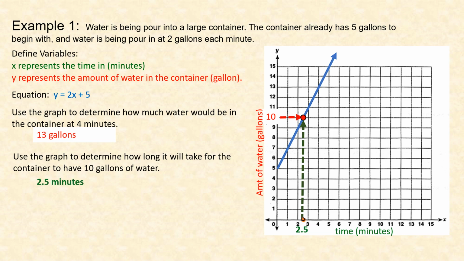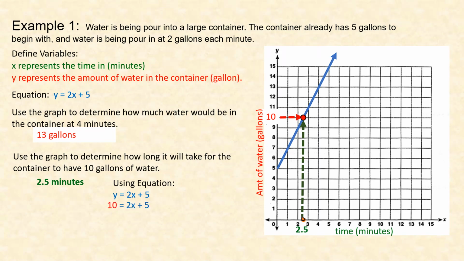Okay, so 2.5 minutes. And the only way for us to really know for sure, is it 2.5, is it 2.3, 2.4, is to use the equation. The equation can give us the exact answer. So I'm going to use the equation, y is equal to 2x plus 5, and they gave us 10 gallons, and gallons is y, so I put 10 in for y.